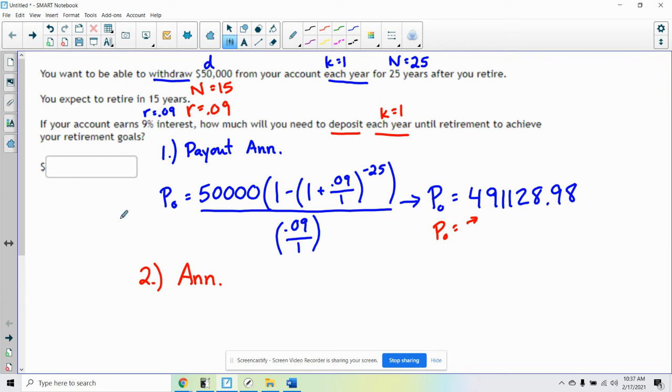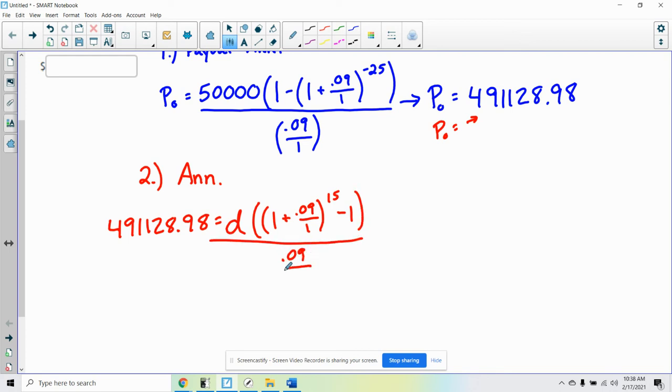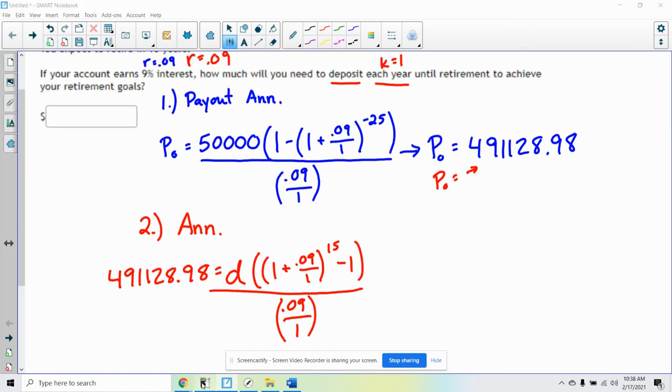So my annuity formula looks like this, but my final value is going to be 491,128.98 equals, I'm looking for what I deposit, D. So I have 1 plus, it's a different formula now, 0.09 over 1 to the 15 times 1 minus 1, all over 0.09 over 1. Now we'll just do it again and figure out what D has to be.